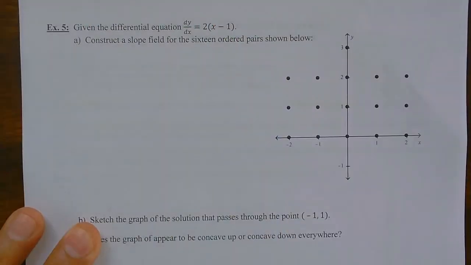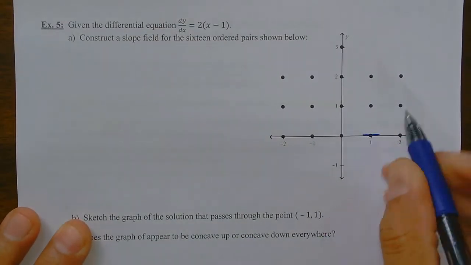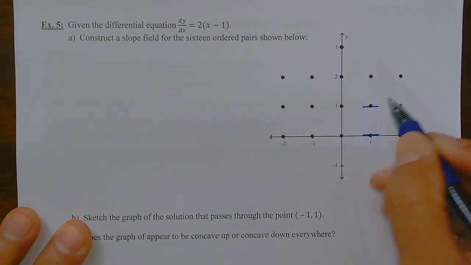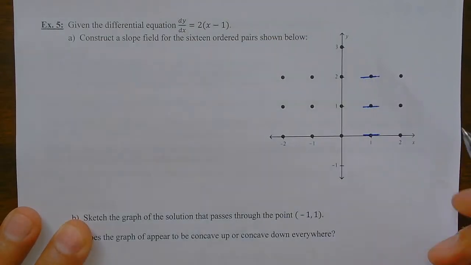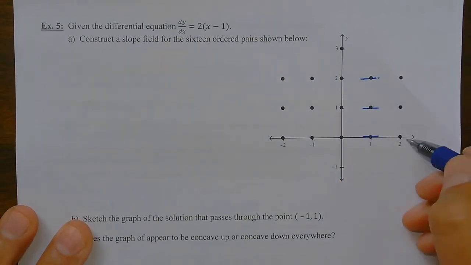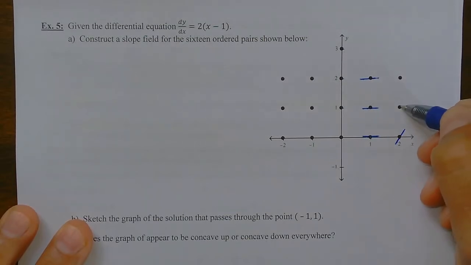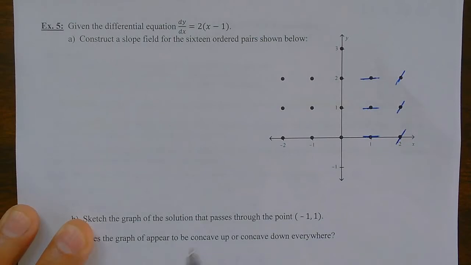And a few more. When x is 2, I could plug that in and it looks like a slope of 2. And again, when x is 2, slope is 2. When x is 0, the slope is negative 2. Another negative 2, and negative 2, and negative 2.